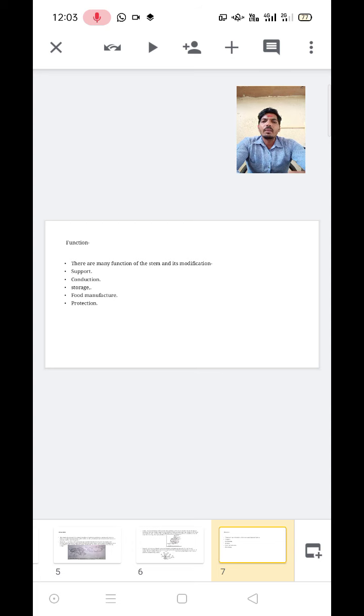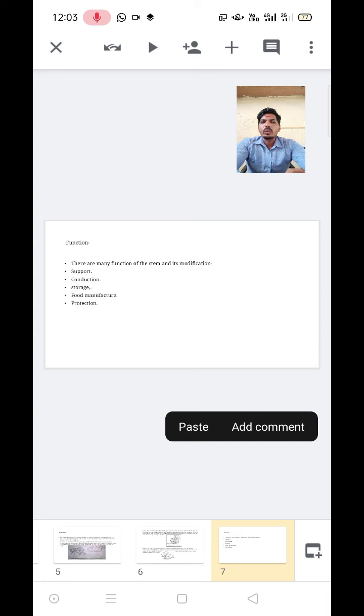The main functions of the stem are as follows. There are many functions of the stem and its modifications. The first ones are support, conduction, storage, food manufacture, and protection. Support means the plant grows towards the light to stand erect in position. Conduction means to transfer food material from the stem to leaves, flowers, etc. Storage means to store food material.